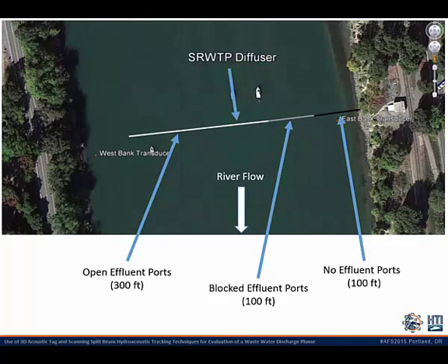So this is just a top view looking down at the location of this diffuser, and this is in the Sacramento River. The river flows from top to bottom, and the pipe comes from the east bank. In the first 100 feet, there's no ports. The next 100 feet, there are ports, but they've been blocked off. And finally, where the ports are open are the next 300 feet.